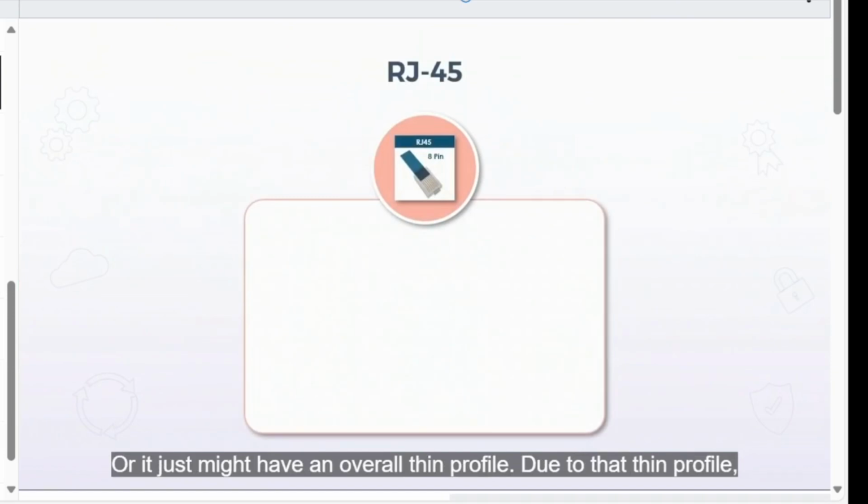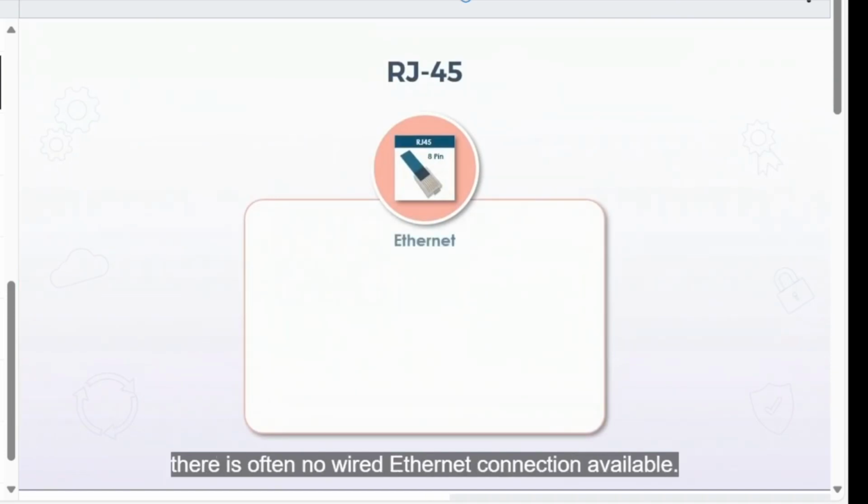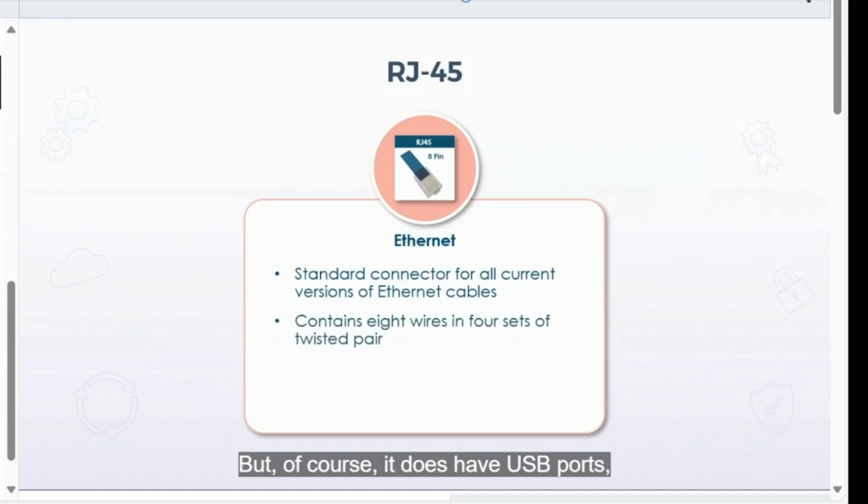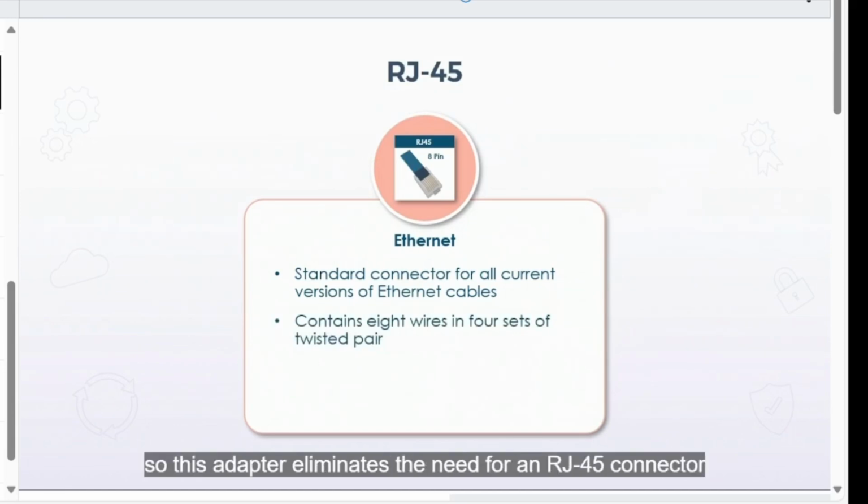So the RJ45 connector then is what we find in use with Ethernet cabling, used on virtually all categories of twisted pair cabling since at least Category 5. The cable itself contains 8 internal wires configured in 4 sets of twisted pairs, so the connector itself, while similar in appearance to an RJ11, is physically wider by 2 pins.